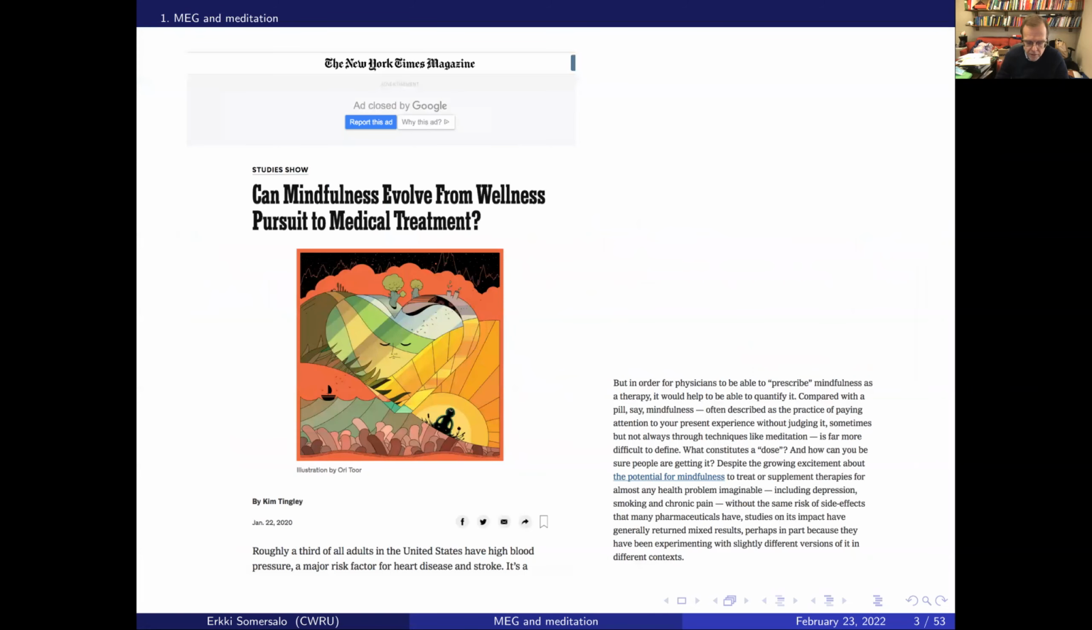Meditation, and mindfulness meditation in particular, has been a big topic in recent years because people see it as a possibility to do a non-pharmaceutical intervention in problems like chronic pain and depression. And this is from New York Times Magazine, just to show you that this is really mainstream stuff.